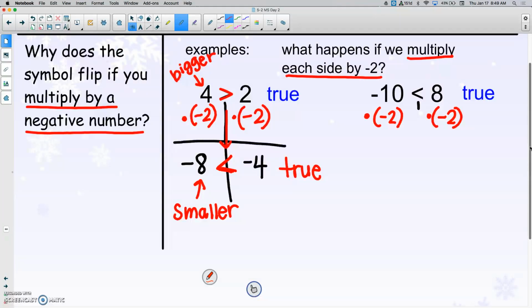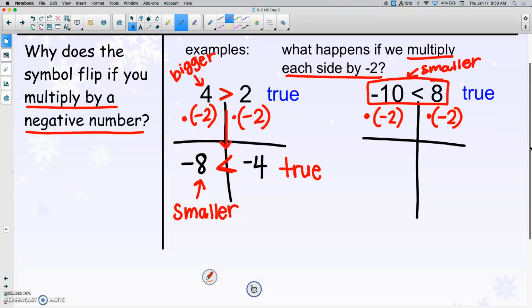This time we've got a positive and a negative number to show. We started with -10 is less than 8. That's true. A negative number is always smaller than a positive number. Now multiplying both sides by -2, a negative times a negative is a positive. A positive times a negative is a negative. So look what happened. 20 is the positive number, so this is bigger. 20 is greater than -16.